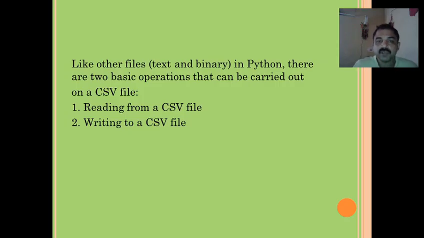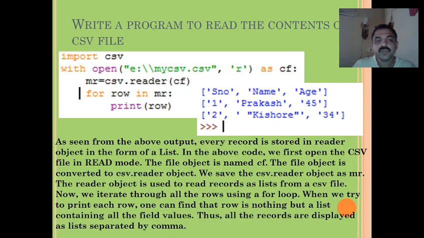Like other files, we have seen text files and binary files, there are two basic operations which can be carried out on CSV files also, that is reading from the file and writing to the CSV file. So let us see the example. Write a program to read the contents of a CSV file. So we have a CSV file, you have to read it. We'll see how it can be done.